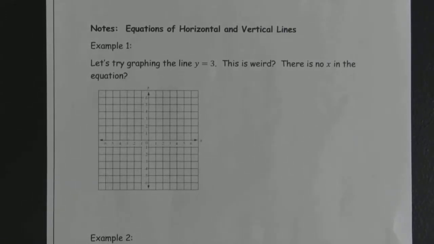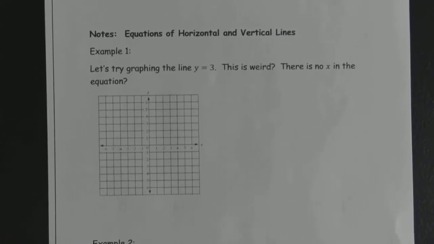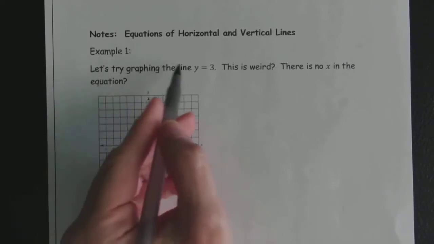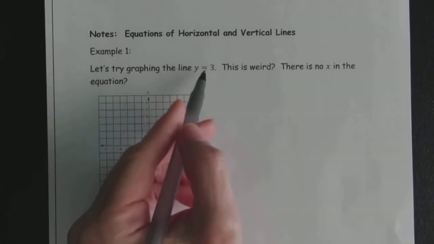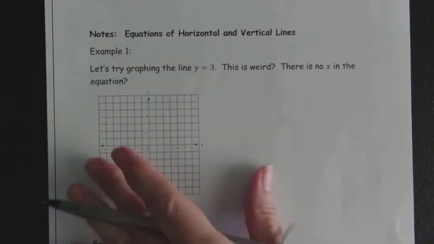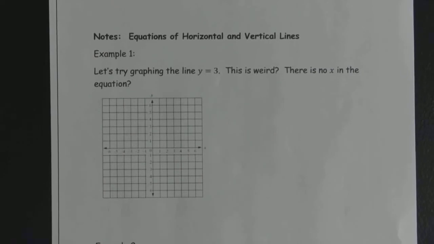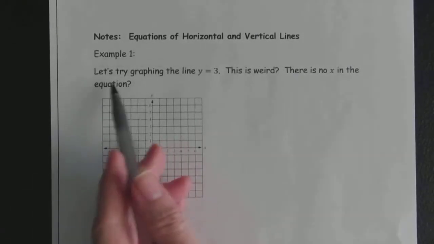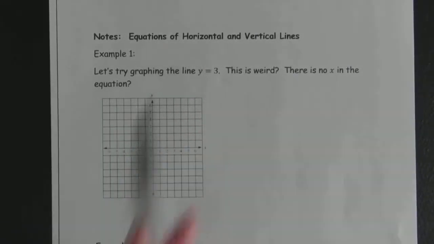I just have two examples for you today. We're going to make sense of this. So look at example 1. It says, let's try graphing the line y equals 3. Y equals 3? What? That doesn't look like any of the forms we've been studying. It doesn't look like slope-intercept form. Where's the mx plus b? It sure doesn't look like standard form. Doesn't look like point slope form. So I say, this is weird. Where's the x? There is no x in the equation. It's just y equals 3.